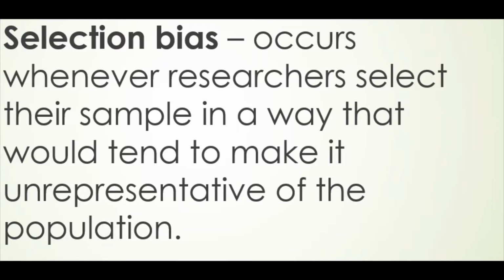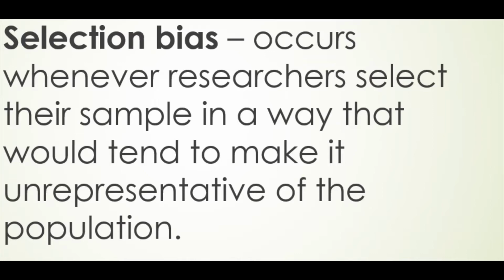Selection bias occurs whenever researchers select their sample in a way that would tend to make it unrepresentative of the population. In the past few lessons, we've talked about ways to choose a sample so that it is representative of the population. And if we don't do that, then we end up with this selection bias.